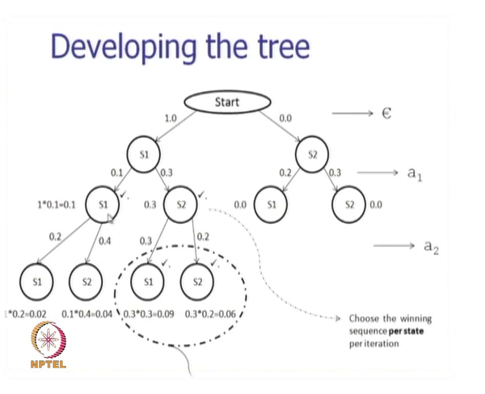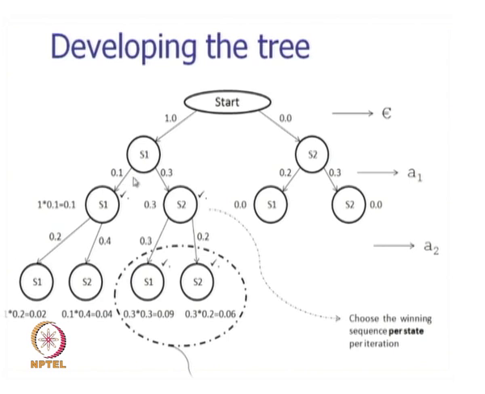Here we advance the node S1 to S1 and S2. This node S2 is also advanced to S1 and S2. The probability values on these arcs are 0.2, 0.4, 0.3 and 0.2, meaning thereby S1 on A2 goes to S1 with probability 0.2, S1 on A2 goes to S2 with probability 0.4, S2 to S1 is 0.3, S2 to S2 is 0.2. This we have seen before in the probabilistic finite state machine.